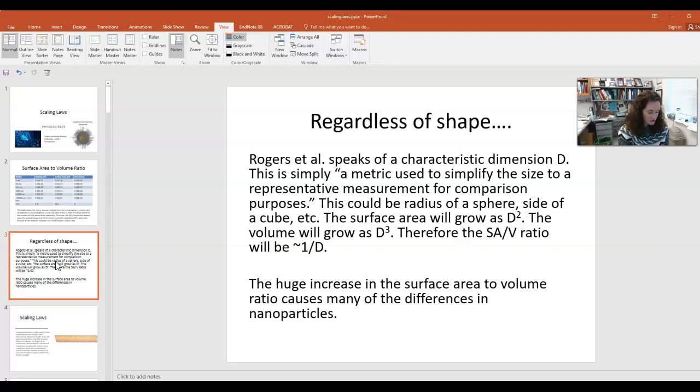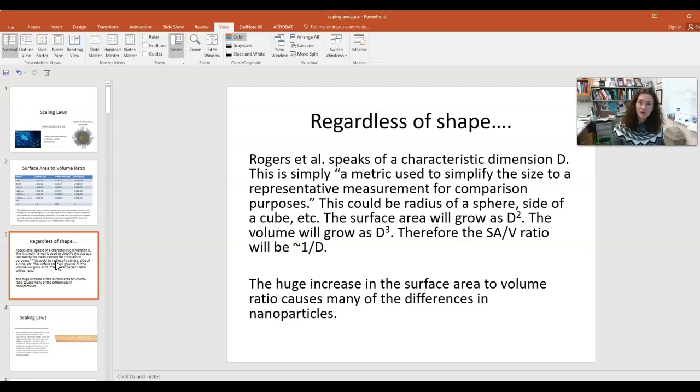Then what we're going to do is talk about how changing the size of that characteristic dimension, which we call capital D here, affects the material for different phenomena. So, for example, surface area to volume ratio. For the surface area, that would be proportional to D squared. For different shapes you're going to have different formulae for surface area, but all of them are going to go as the characteristic dimension squared, if that makes sense.